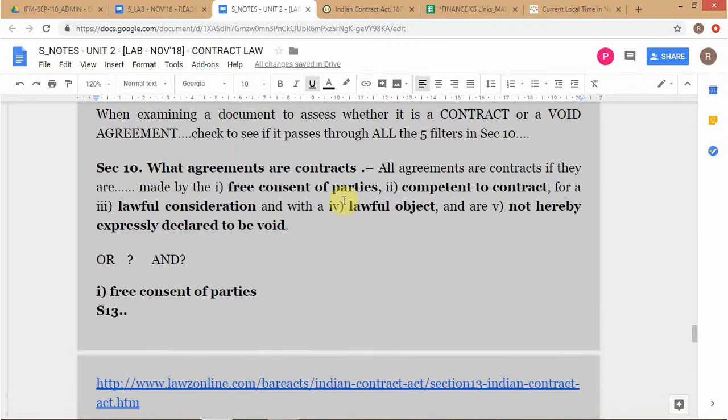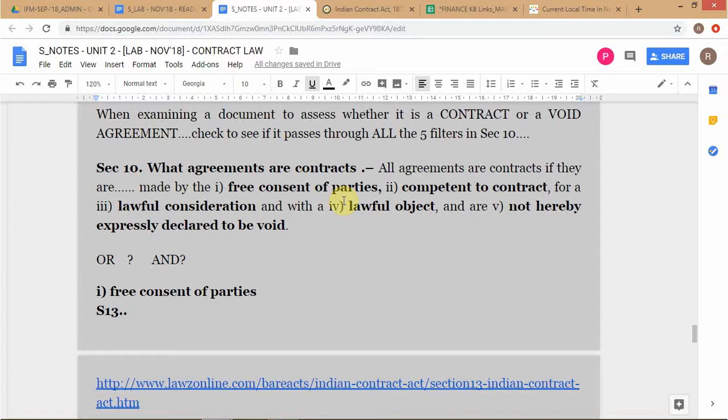So this is another sub-module that you can prepare for and discuss in your interview: this whole business of agreement and contract. When I'm looking at an agreement, how would I know whether this agreement is actually a void agreement or is it a contract? Okay, so how do I come to this conclusion? Well, the answer lies in section 10. And section 10 gives us these five filters, and all these five filters have to be clear, okay.